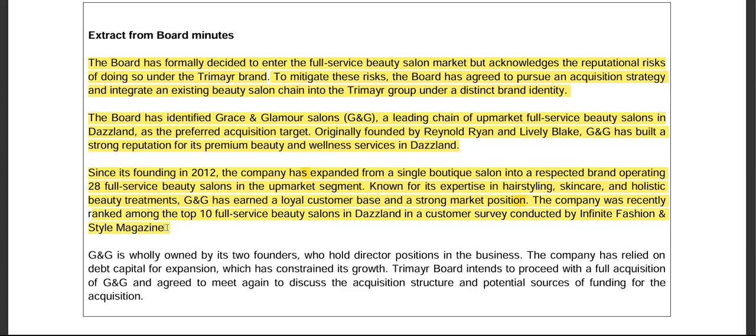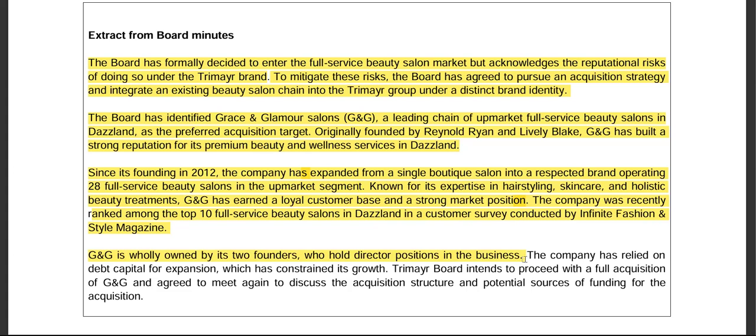All right, let's read through the last para as well. G&G is wholly owned by its two founders who hold director positions in the business. So it's a private entity. That's what the takeaway here is. Two owners and they hold director positions. That means they are still actively involved in the business. And the expansion and the growth, everything could be coming from their direct involvement.